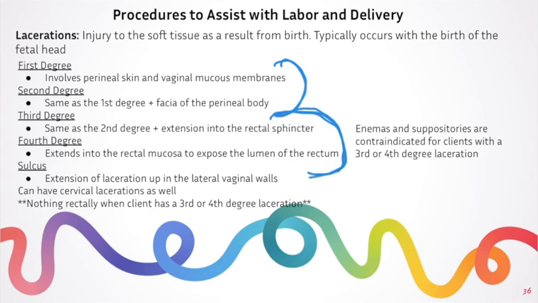All right, so your first degree is just the skin of the perineum and the vaginal mucous membranes. This is the most common, okay? And your second degree, you can see it encompasses all of the first degree as well as the fascia. Your third degree encompasses all of the second degree as well as going into the rectal sphincter. So now we're getting a little bit longer and deeper here, right? Your fourth degree goes through the rectum there, okay? So that gets a little bit more intense. A sulcus tear is when you have a laceration that happens on the lateral sides of the vaginal walls.